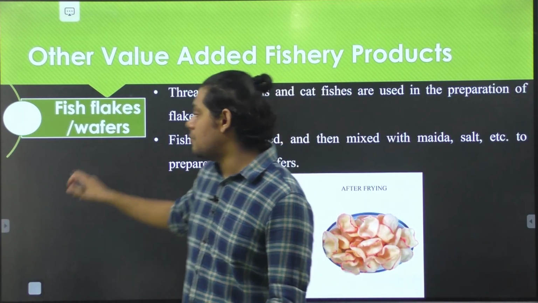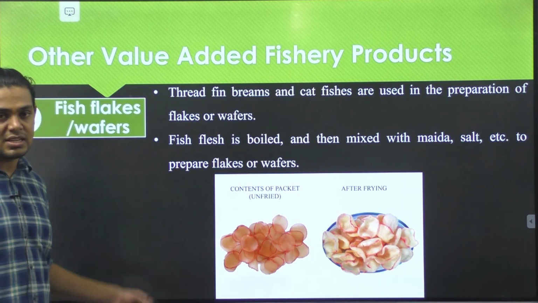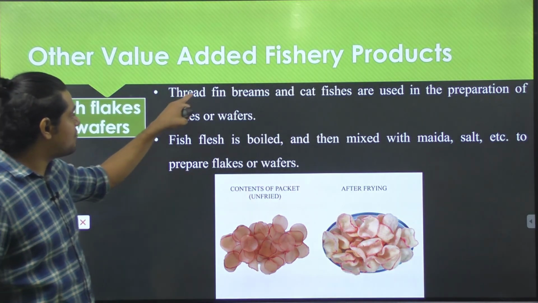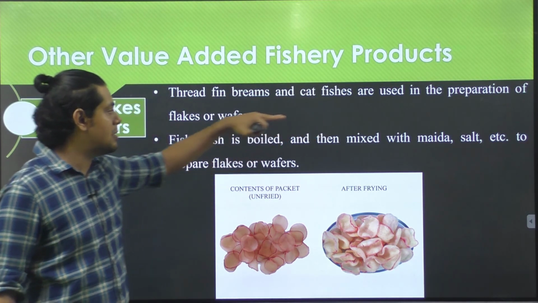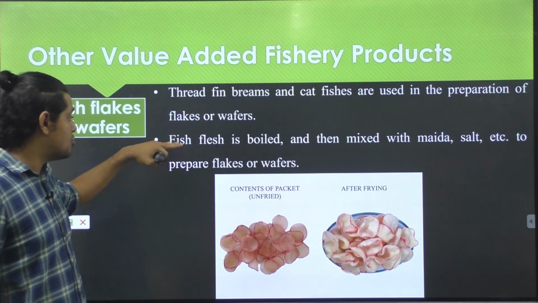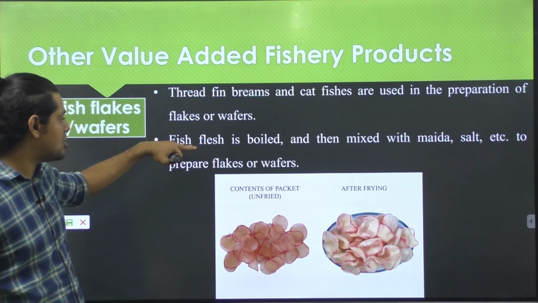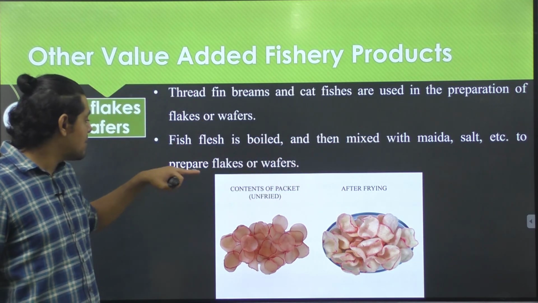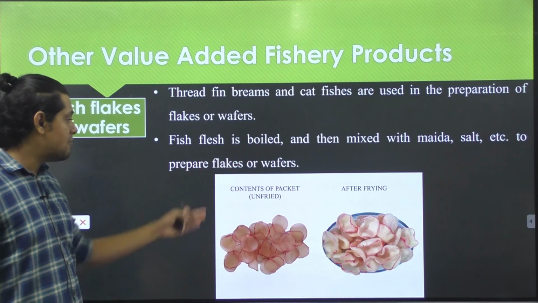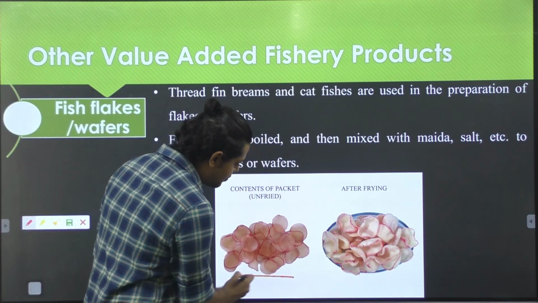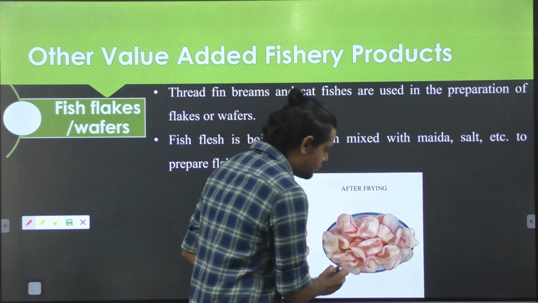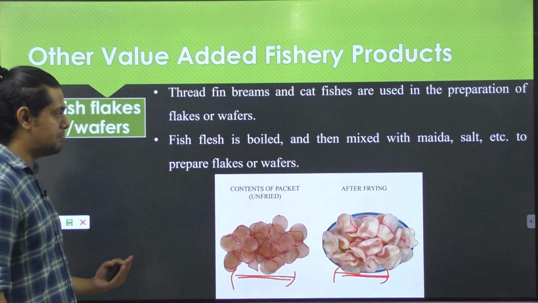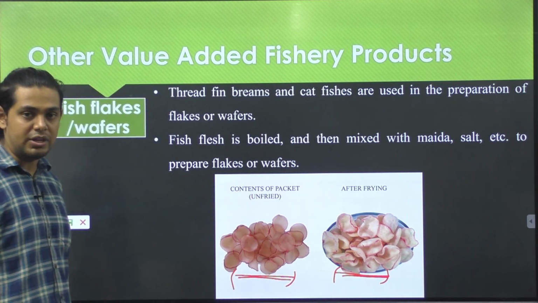Okay, so the next important type of value added product that I have listed here is fish flakes or wafers. The threadfins, breams and catfishes are used in the preparation of the flakes or wafers. The fish flesh or the skin of the fish is boiled and then mixed with maida and salt to impart flavor, and then prepared into the form of flakes. So this one is the unfried version of fish flake, and this is the fried version. This is how fish flakes are prepared by using fish as an important ingredient.